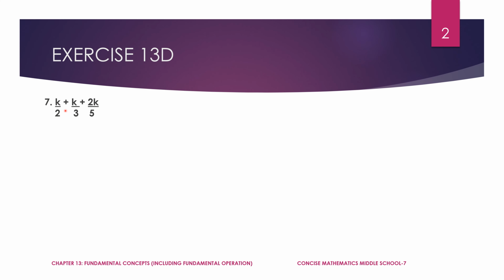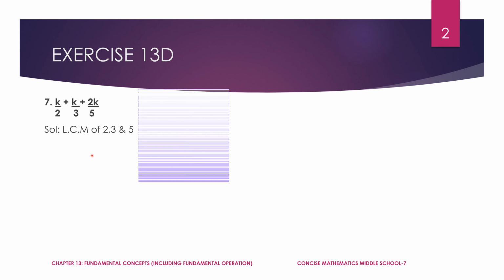Here we need to add all these three fractions, right? In algebra we are going to add these fractions. Look at the denominators, they are completely different: 2, 3 and 5. If the denominators are the same, then you can add the numerators directly, but here they differ. So what you need to do is take the LCM of the denominators, that is 2, 3 as well as 5. How to do LCM?